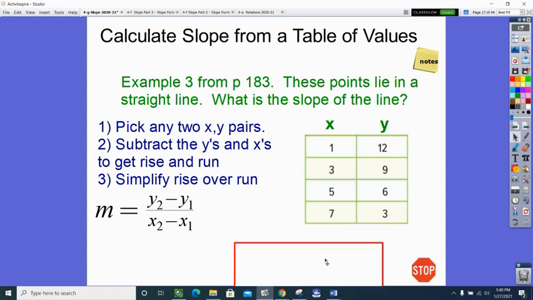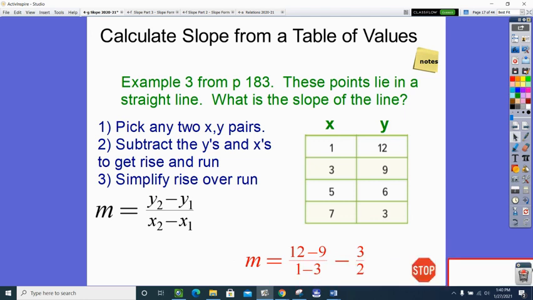Now, you might not have picked my point. I think I went with the first 2. I did. So I'm going to take y minus y. Now, when I go to subtract their x's, I really want to take 3 minus 1, but I can't because I started with the 12. I have to start with his x-coordinate, 1 minus 3, okay? So this is actually going to be a negative sloped line. 12 minus 9 is 3. And 1 minus 3 is negative 2.